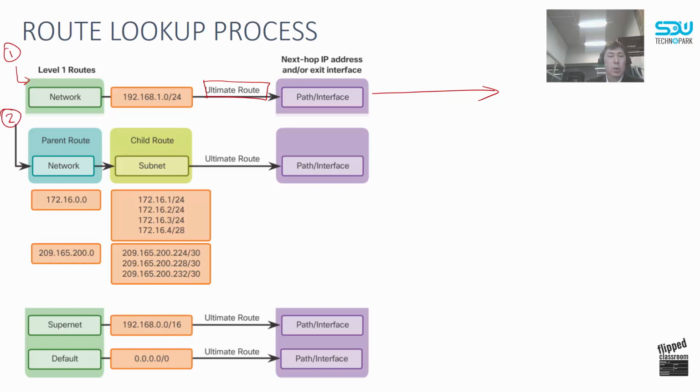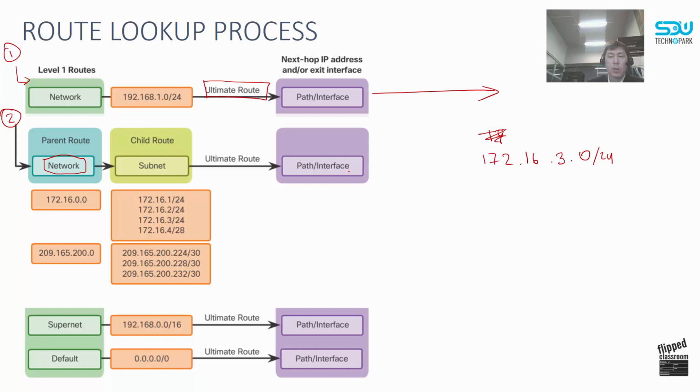Next thing the router is looking for is the parent route. And if our destination network is the parent route, then the router looks for its children. For example, we have a packet with a destination network address like this, 172.1.6.3.0 with prefix 24. So look, the router first of all looks for the first level, it cannot find it here, then it looks for the parent route and it is searching for it.